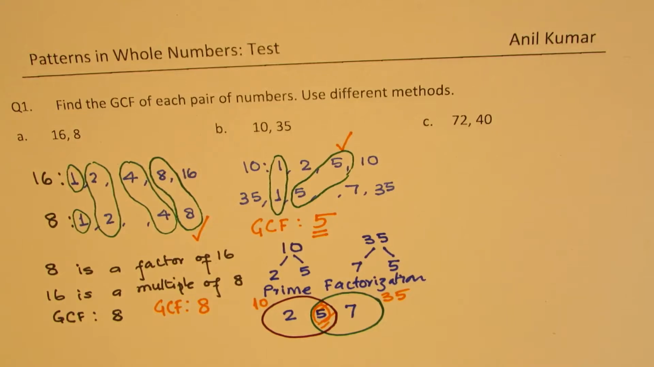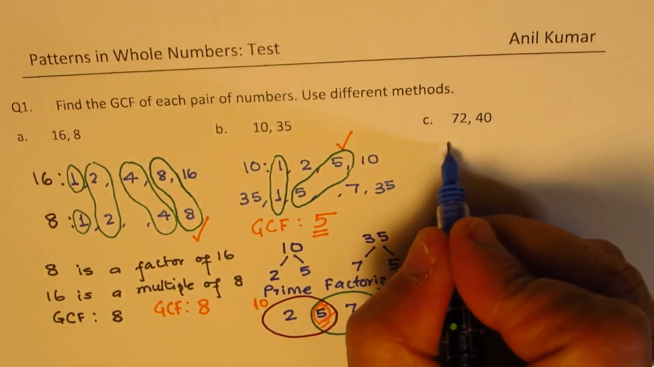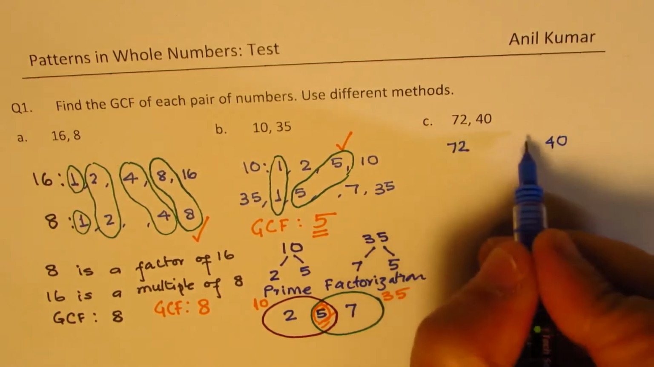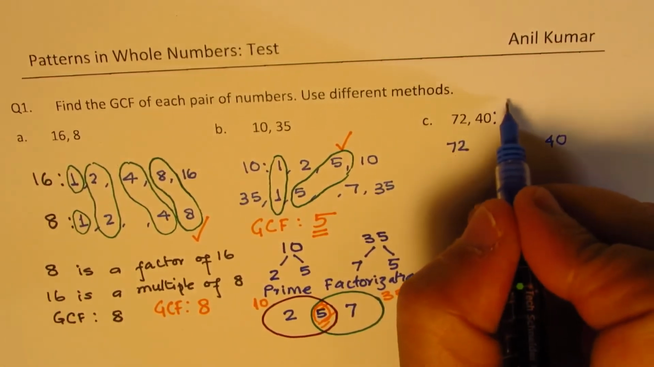I'd like you to now pause the video and apply the best suitable technique for part C, where we are looking into numbers 72 and 40. Well, of course, for 72 and 40, these are big numbers, right? So let me do prime factorization.